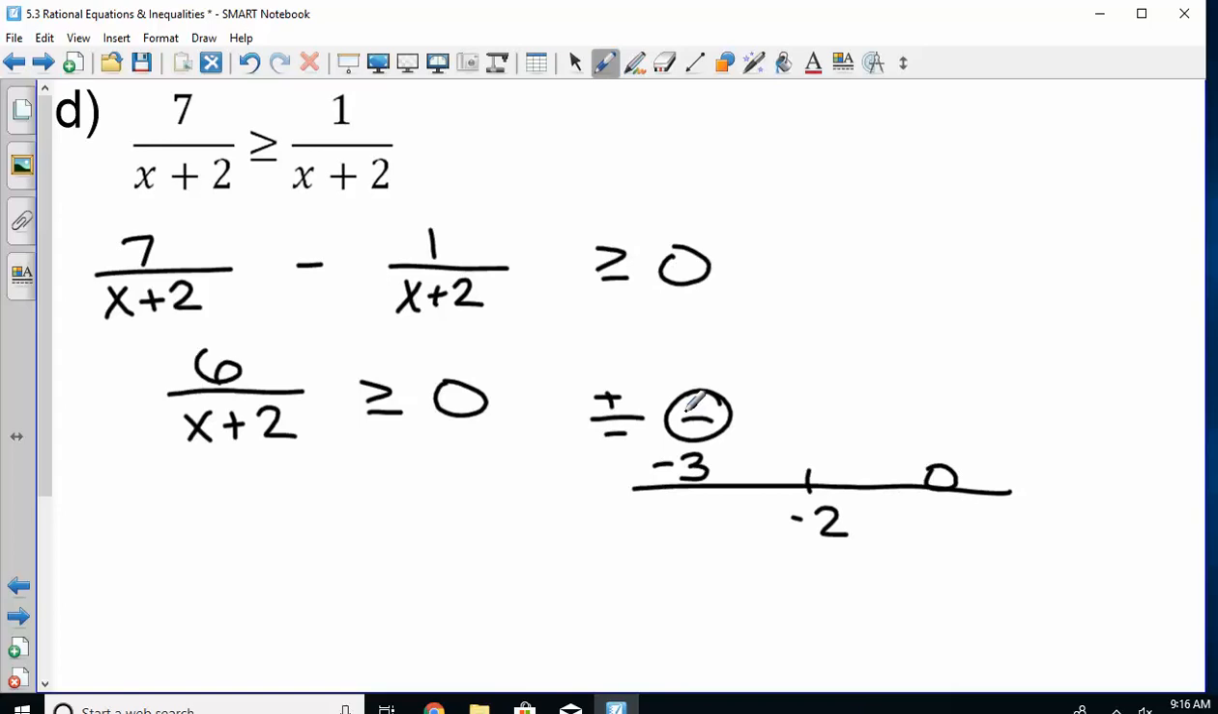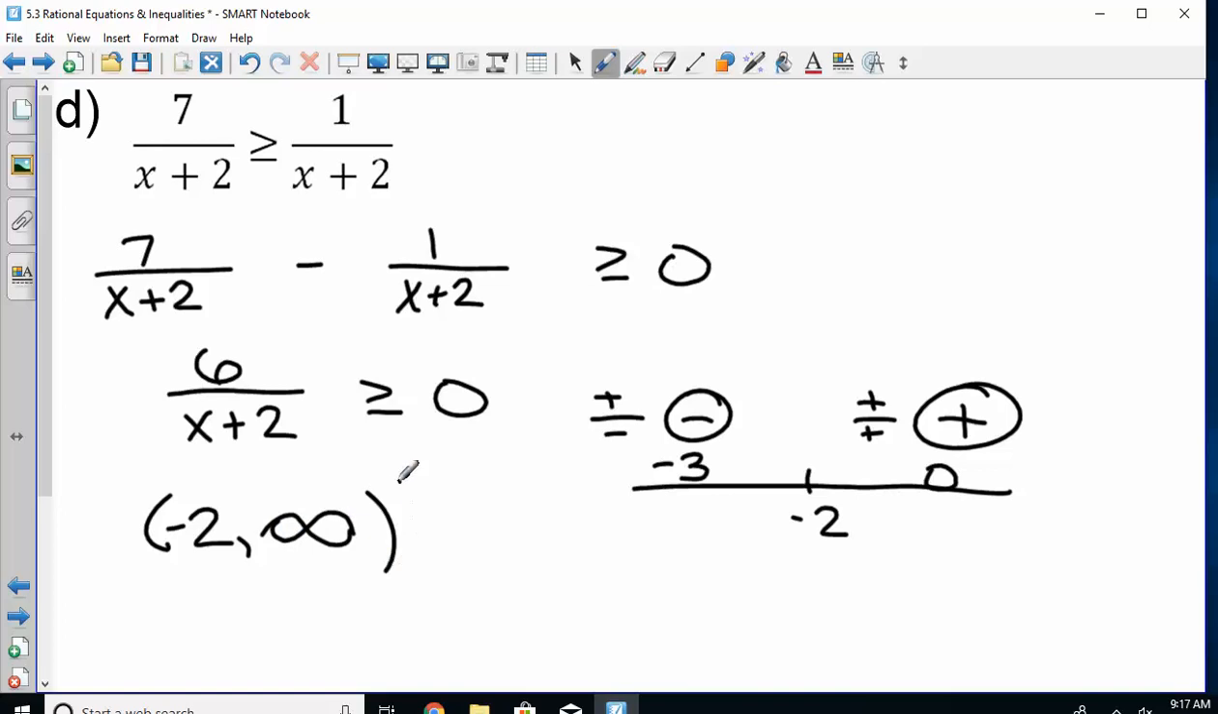You put in a 0. 6 is still positive. 0 plus 2 is positive. So this section is, which ones did I want? Greater than or equal to. Equal to means bracket. Can I put a bracket on my negative 2? No. So I want the positive, so it would be parentheses, negative 2, comma, infinity. Can we bracket that? No, infinity is always parentheses.